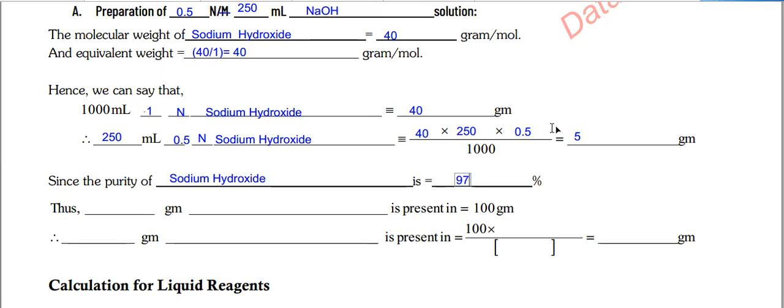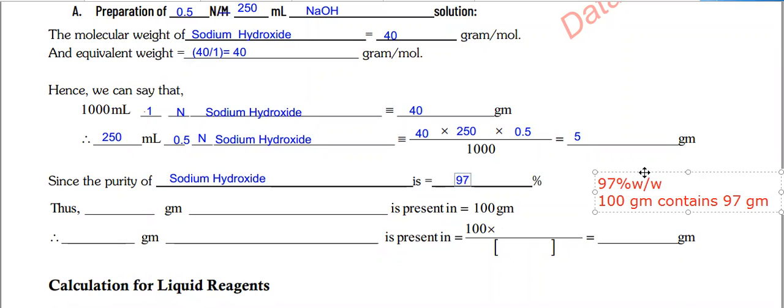97% sodium hydroxide. This 97% means it is W by W, 97% W by W. W by W means 100 gram contains 97 gram. W by W indicates 100 gram contains 97 gram.